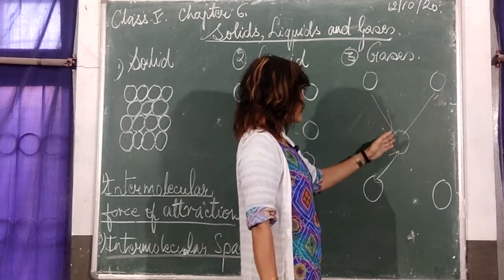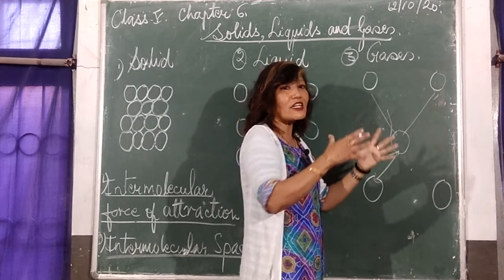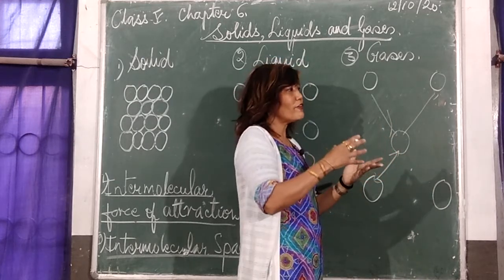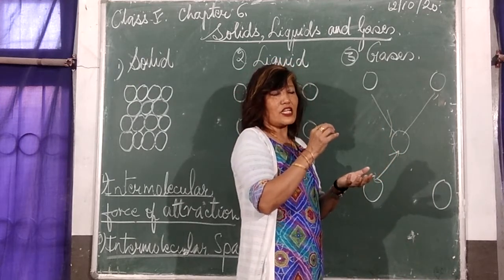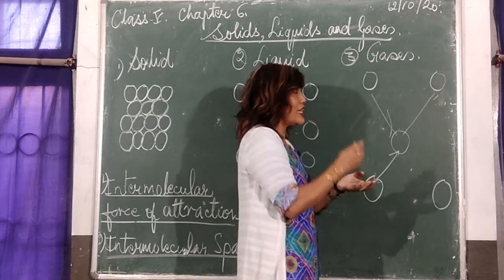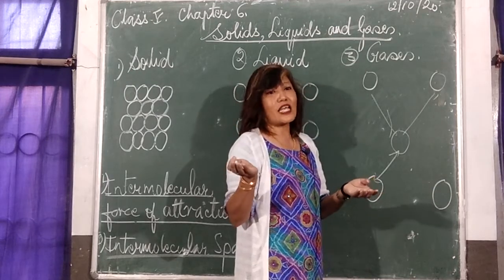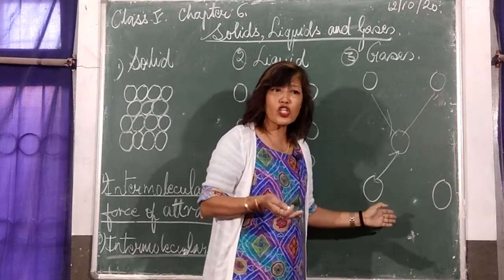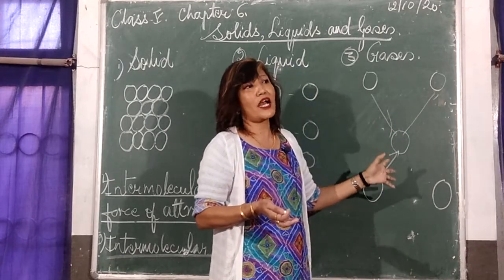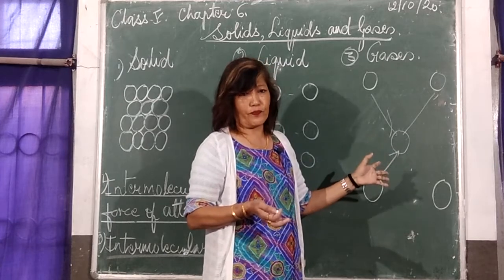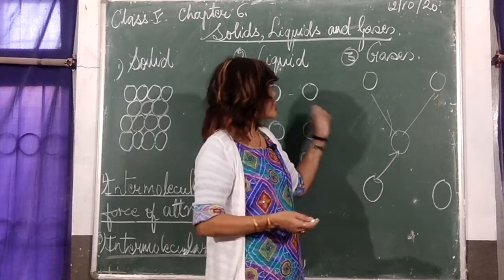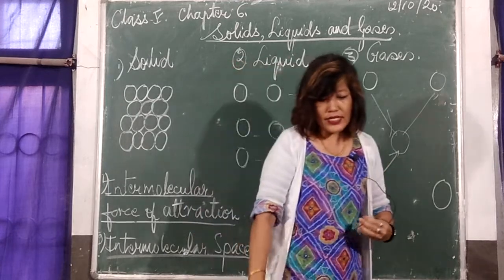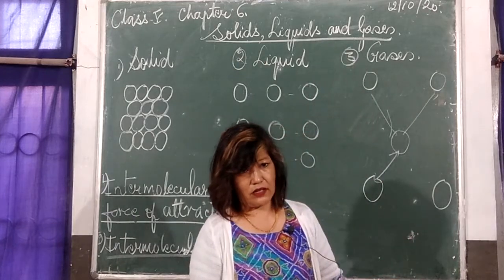Okay, so these gases, they will fill the entire container. But if the mouth of the container is not closed, then the gases can easily escape. Which means gases do not have a fixed shape, and they do not have a fixed volume. Is that clear? So these are the three different states of matter.